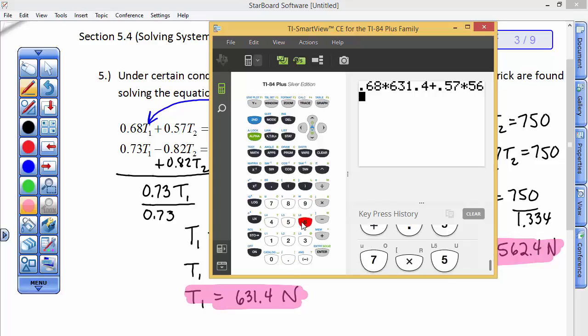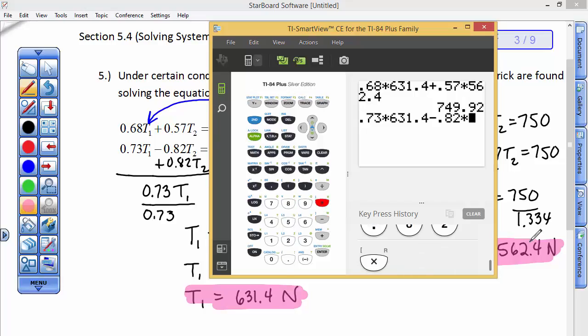And you have your paper there. It's supposed to equal 750. That's close enough. Now do the next one. So 0.73 times T sub 1, which is 631.4. And then subtract 0.82 times the 562.4, and I believe that one's supposed to equal 0, and that's close enough. So I know that I've gotten these correct.